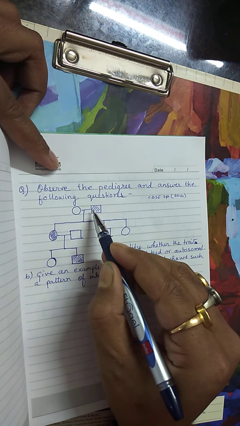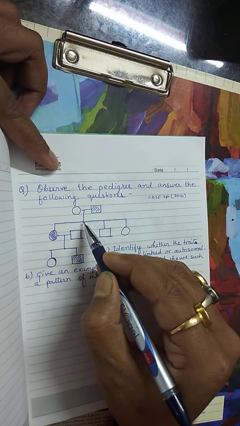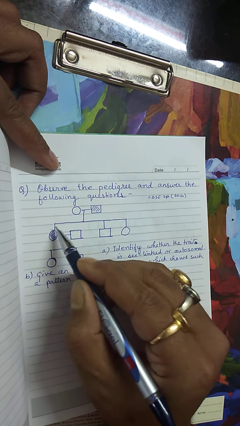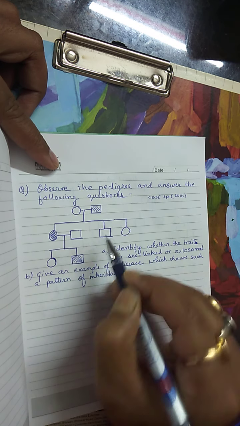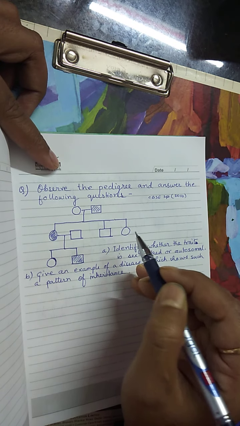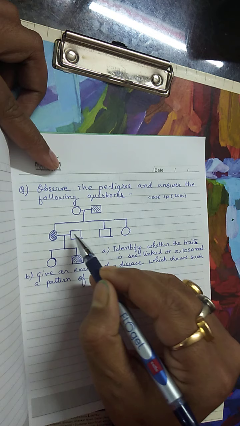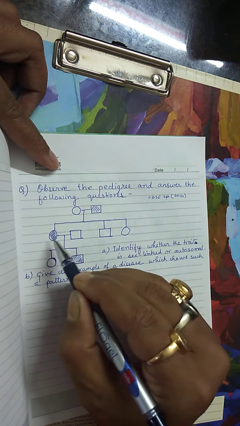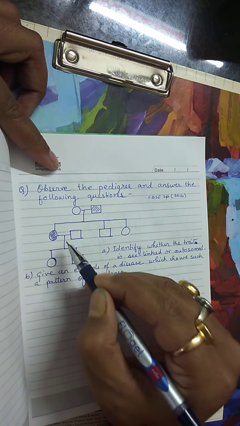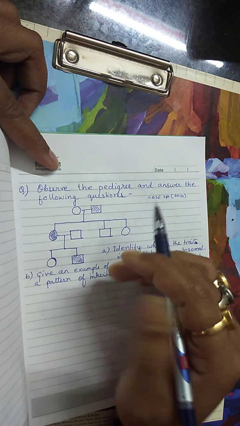A horizontal line means a meeting between two individuals, and a line coming downward vertically leads to the next generation. In the next generation, these are the siblings, written in order of eldest to youngest. Since this one is not connected to this line, it is a person coming from outside. This sibling is getting married to this one, and this is the third generation. That is how the pedigree is formed.